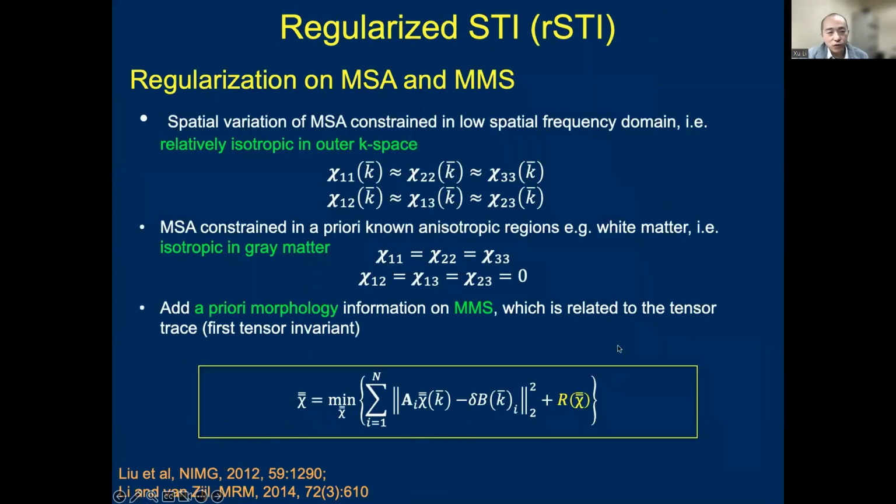So of course, we can also use some kind of regularization trying to get a better STI reconstruction. For example, we can regularize the anisotropy to be within the white matter. And also we can apply some morphological a priori in the STI inverse.